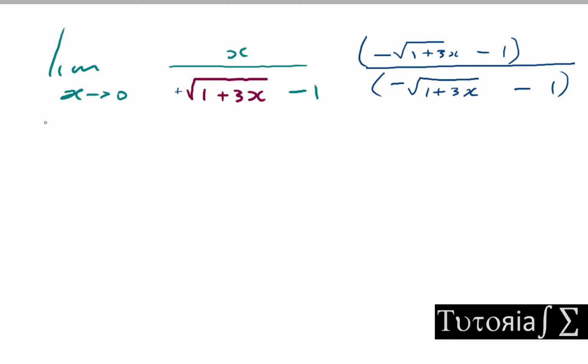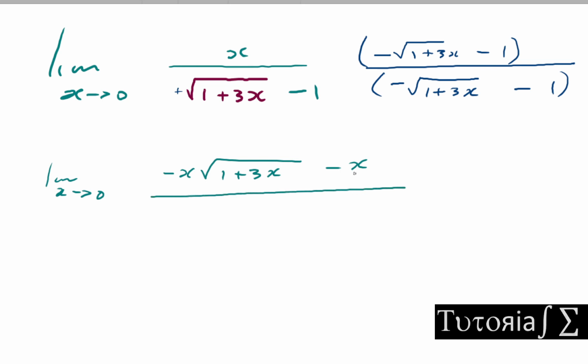So we multiply the numerator, so we have limit as x approaches 0, we say this times that will be -x root of 1 plus 3x. Then we say minus x. Then we do the same thing for the denominator. So it will be this. As you can see, this is all right. So we say this times that. Okay, so this times that, so there will be a negative.